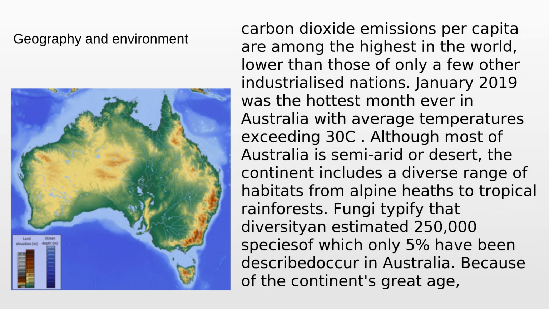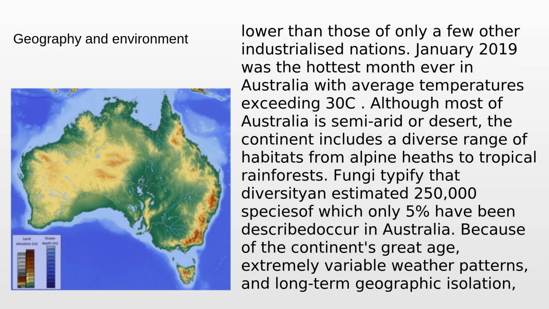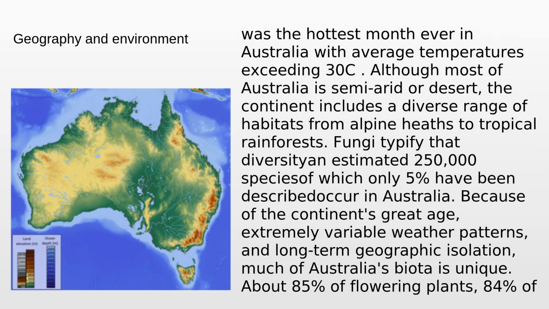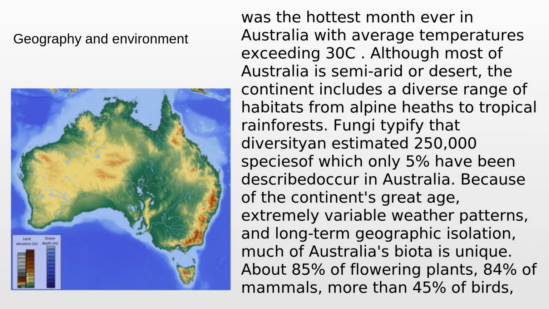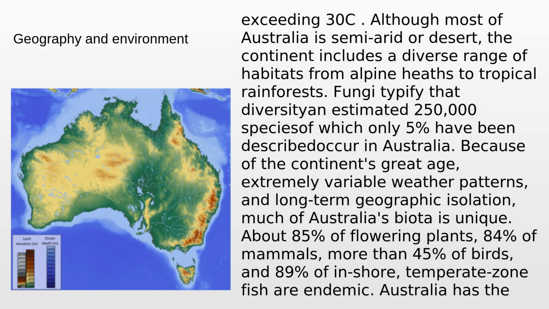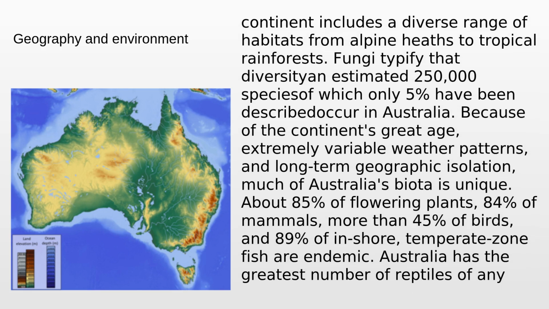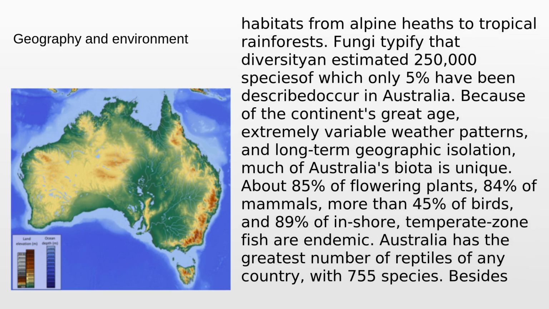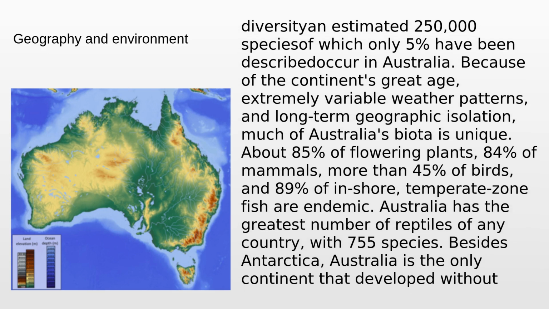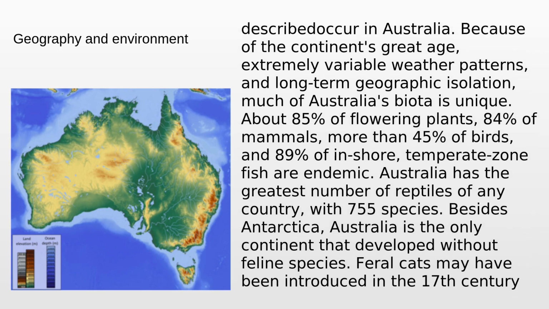Australia's carbon dioxide emissions per capita are among the highest in the world, lower than those of only a few other industrialized nations. January 2019 was the hottest month ever in Australia, with average temperatures exceeding 30 C. Although most of Australia is semi-arid or desert, the continent includes a diverse range of habitats from alpine heaths to tropical rainforests. Fungi typify that diversity, an estimated 250,000 species of which only 5% have been described occur in Australia.